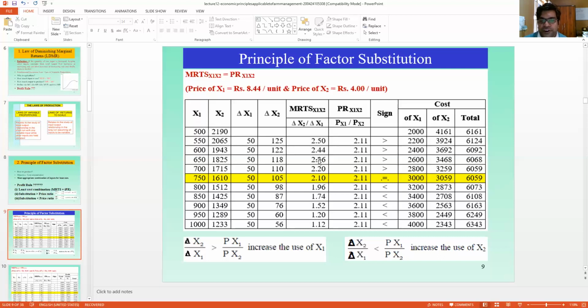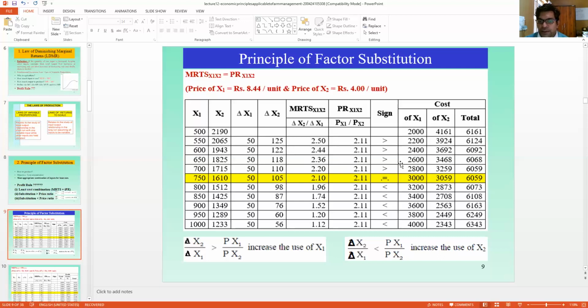Now you see here, for example, 2.36 and 2.11. It means what? The MRTS is more than the price ratio. So when MRTS is more than price ratio, now what you're getting as a cost? 6068. So 2.36, 2.11. MRTS is more than price ratio. The cost is coming to be 6068. Now what is our decision? We have to reduce the cost, least cost.